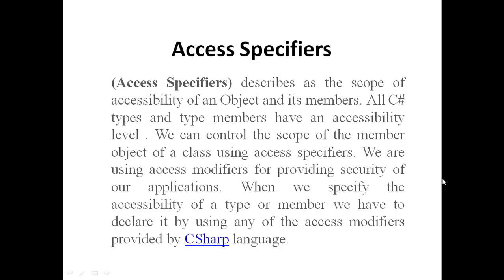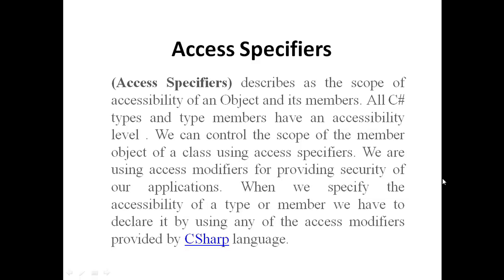In this video tutorial, we will learn about the access specifier. Access specifier is the scope of accessibility of an object and its members. All C# types and type members have an accessibility level. We can control the scope of the member object of a class using access specifier. We are using access modifiers for providing security of our application.